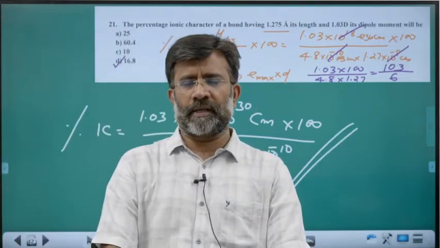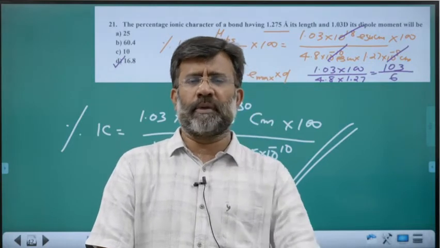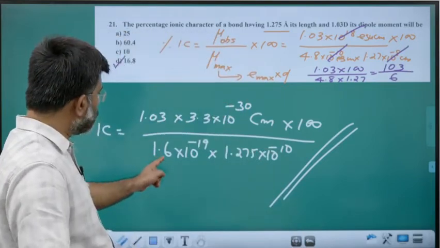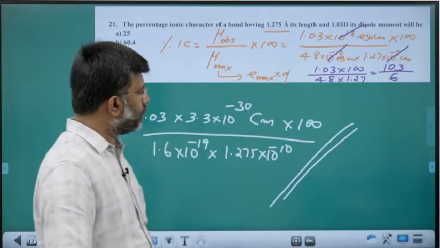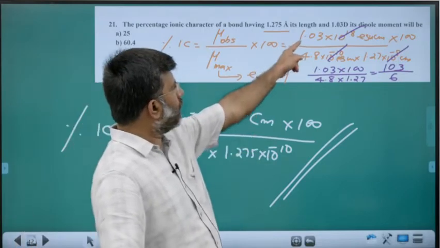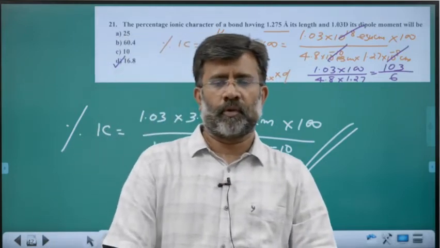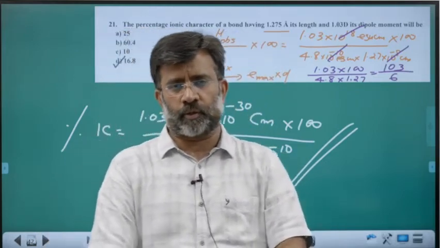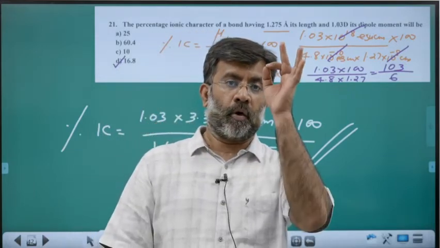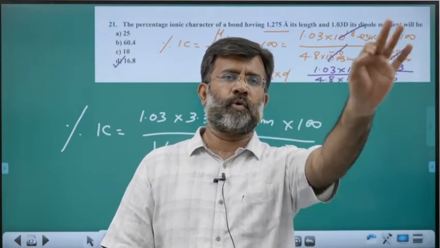Both are the same. One is the CGS system, one is the SI system. Finding percentage ionic character doesn't make any difference whether you change the unit or not. So 1 unit electric charge is this much coulomb and this much electrostatic unit. 1 Debye is converted like this in the SI system, and 1 Debye is 10 power minus 18 ESU centimeter in CGS. That's all. Anyway, percentage ionic character: how do you calculate? It is the observed dipole moment divided by the maximum possible polarity into 100.